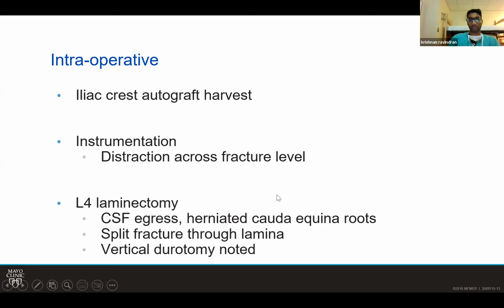We ended up, after we instrumented him, like I said, we performed essentially a gill laminectomy, and so we were able to decompress the bilateral foramens. Rodrigo, you had a question, looks like.